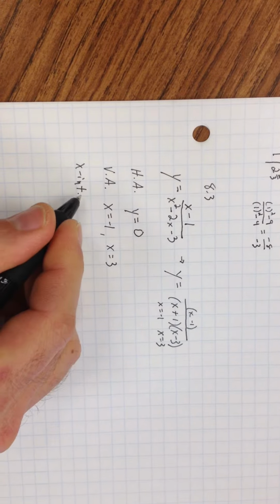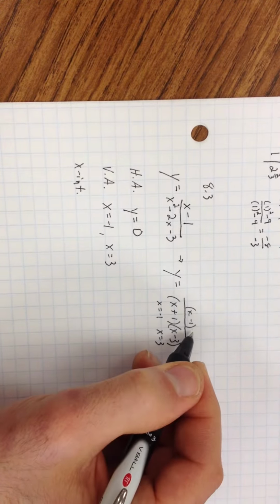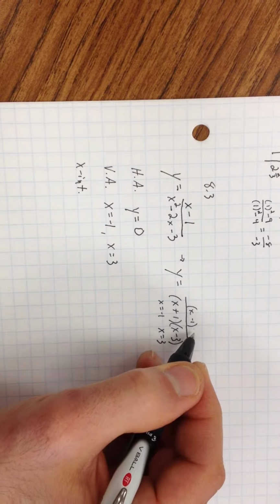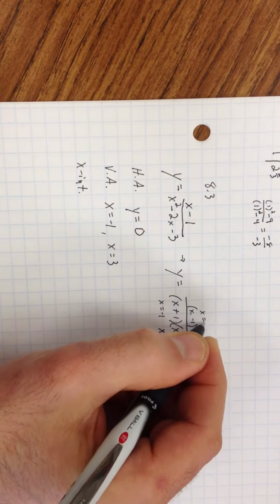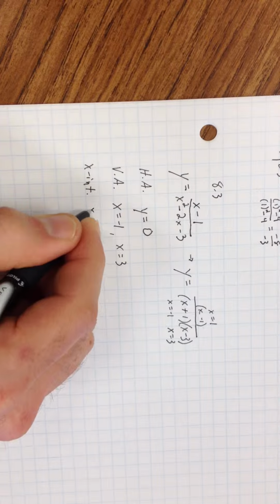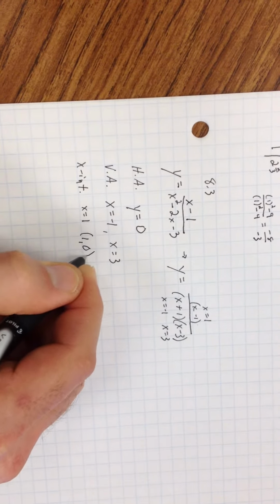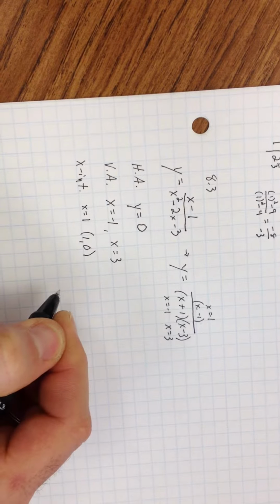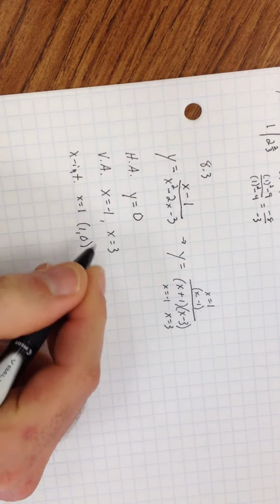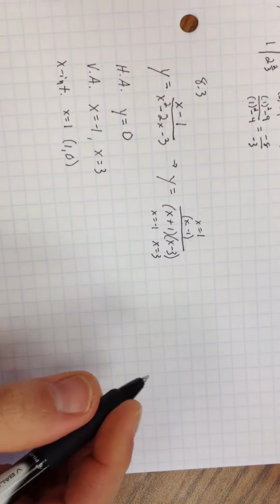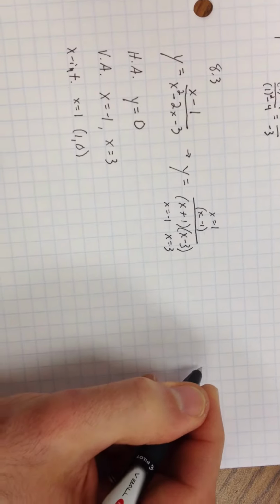Next, for the x-intercepts, it's what makes the numerator equal 0. So if we have x minus 1 equal to 0, that would give us x equals 1. So that's x equals 1, or as a point, 1, 0 for the x-intercepts. So let's use that information and let's see what the graph would look like so far.